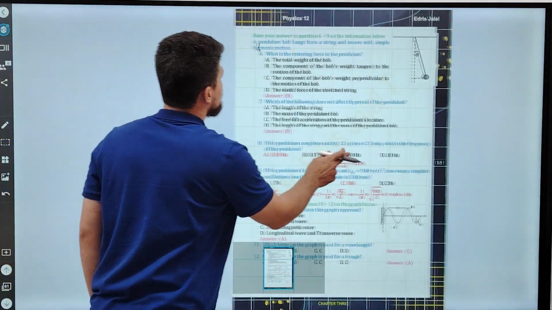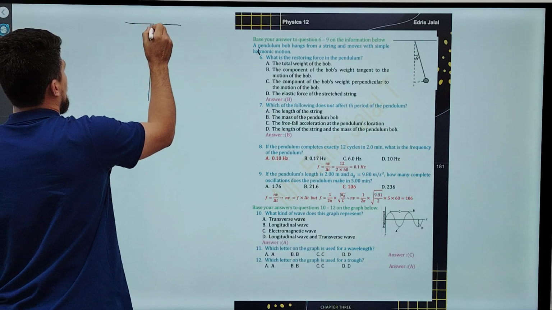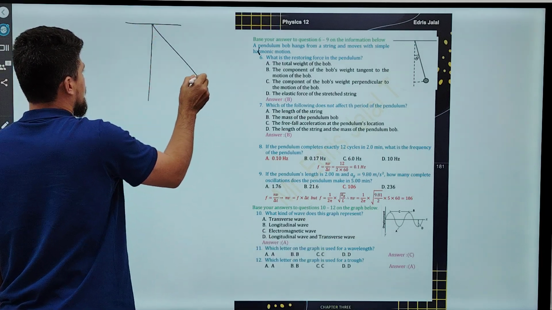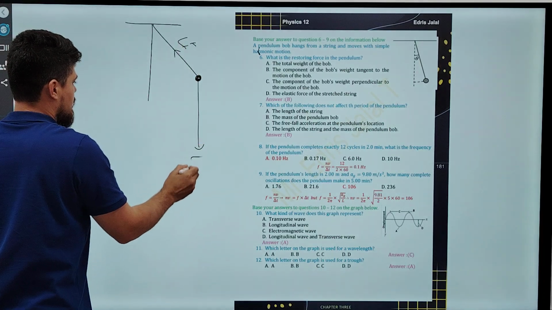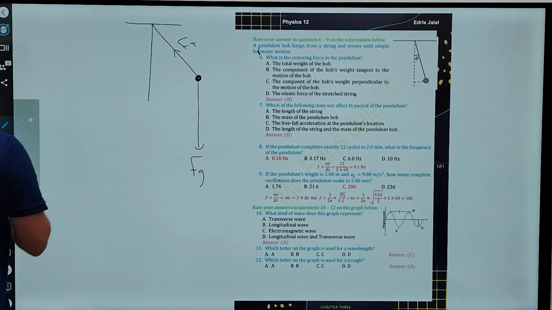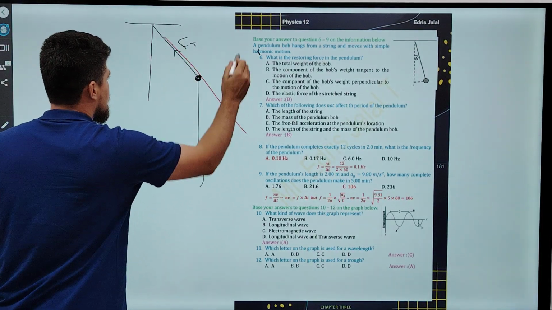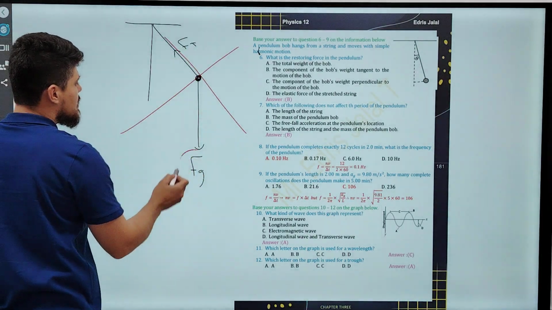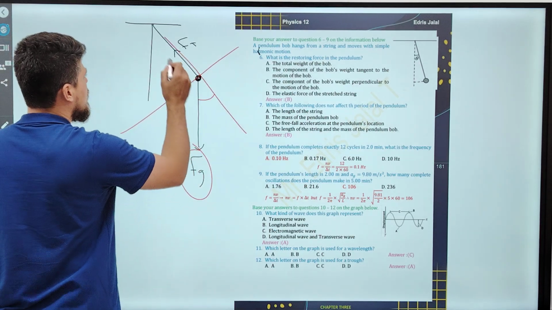The restoring force in the pendulum, as I mentioned in section 1, okay, this is Ft. This is Fg. Because this Fg is inclined, not on the y-axis or x-axis, it makes an angle.